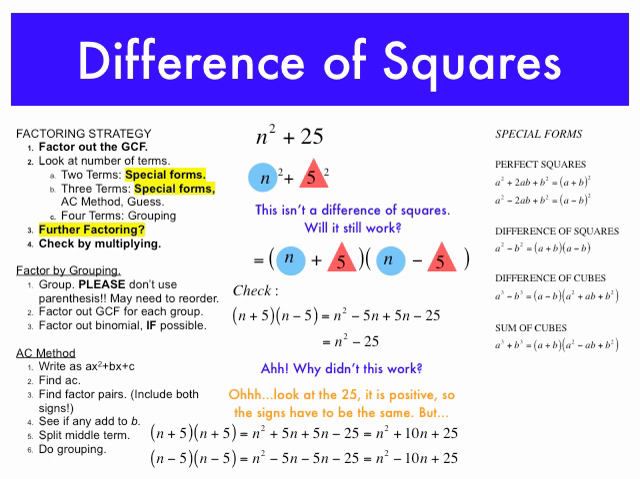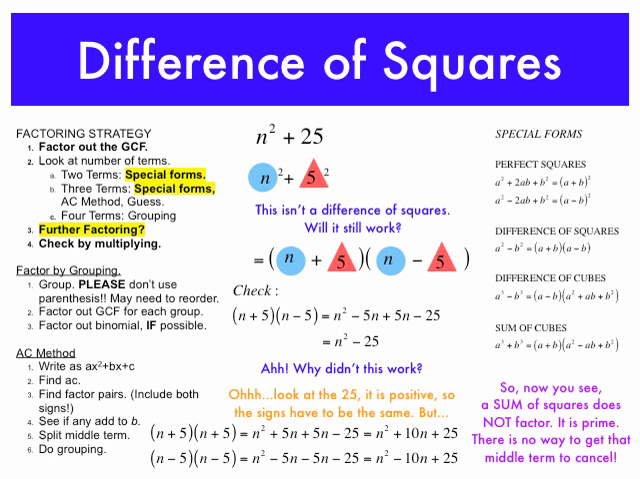Well, if I have n plus 5 times n plus 5, then my middle terms won't cancel. Similarly, if I have n minus 5 and n minus 5, my middle terms won't cancel. So that brings us to the fact that a sum of squares does not factor. A sum of squares is prime. There's no way to get that middle term to cancel.